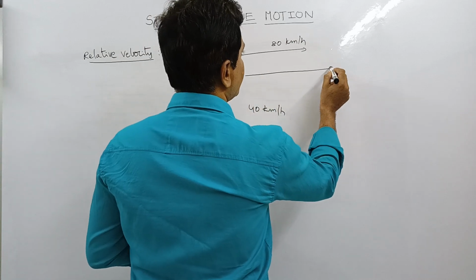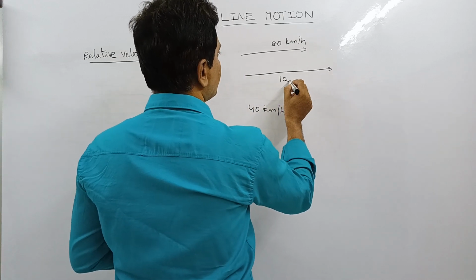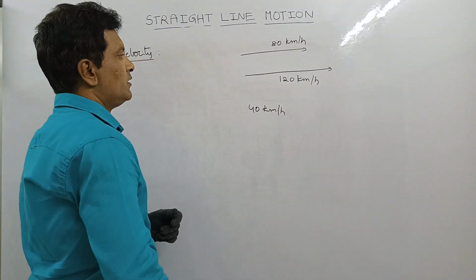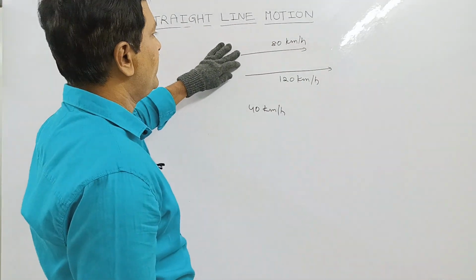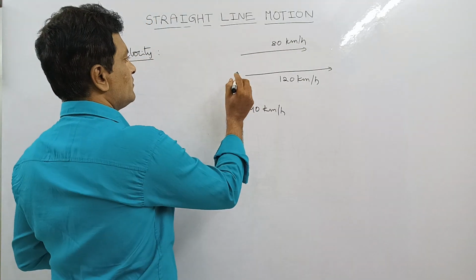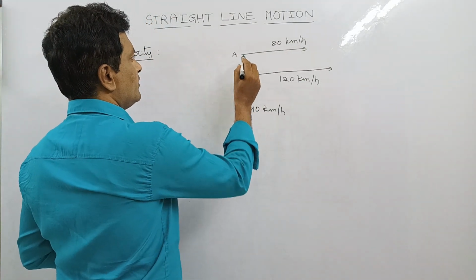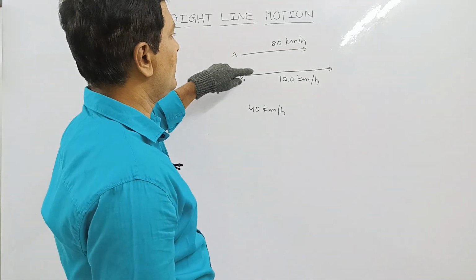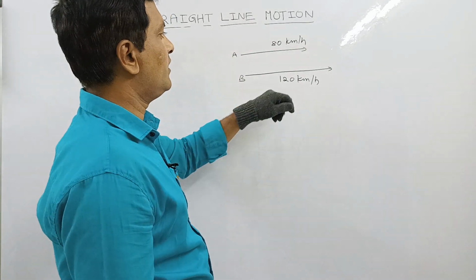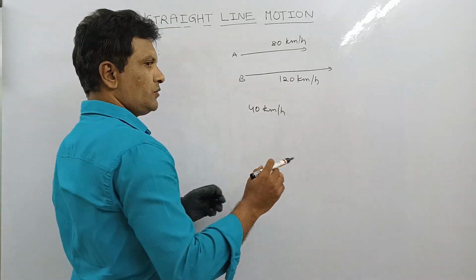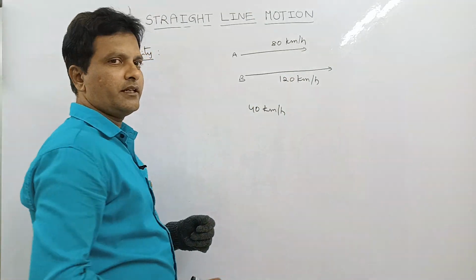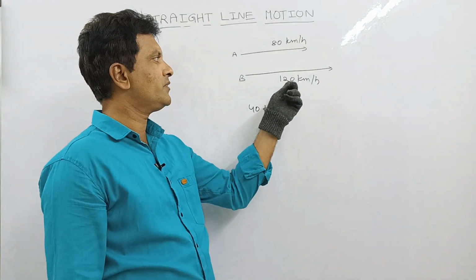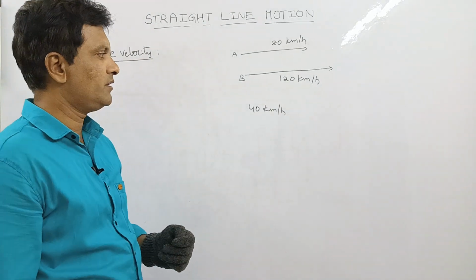So the car beside me is going at a much higher speed, 120 kilometers per hour. My actual speed is 80, and for this car the actual speed is 120, but what about the relative speed? If I am in this car and observing that car, it appears to me to be moving at 40 kilometers per hour, but its actual speed is 120 kilometers per hour.